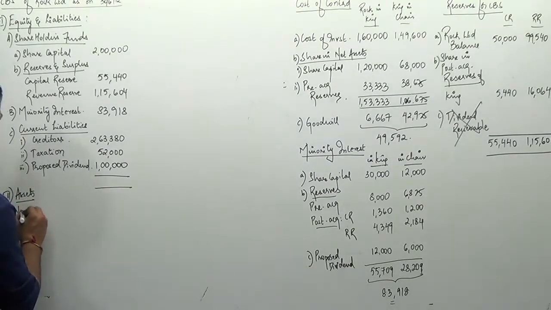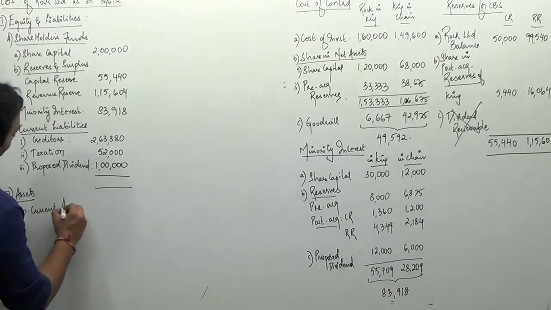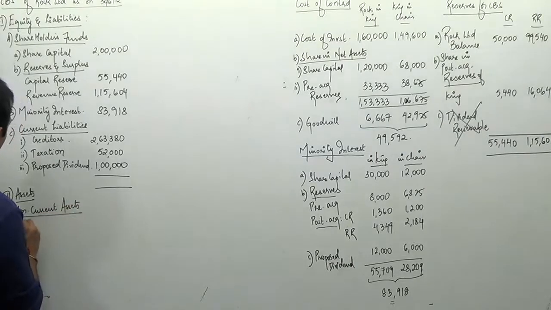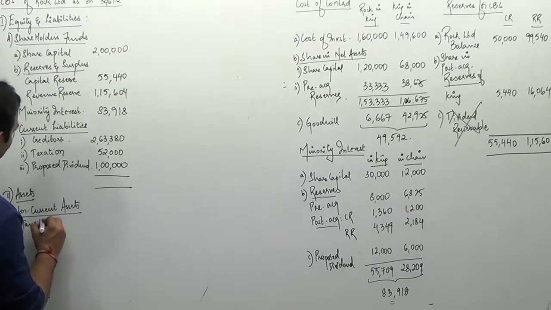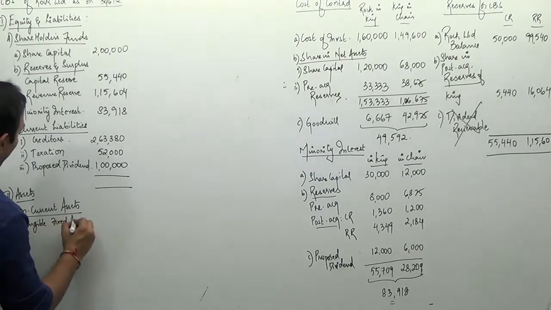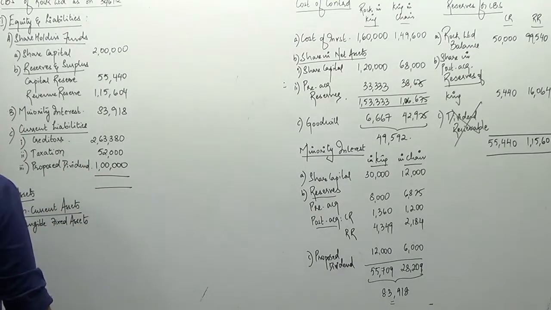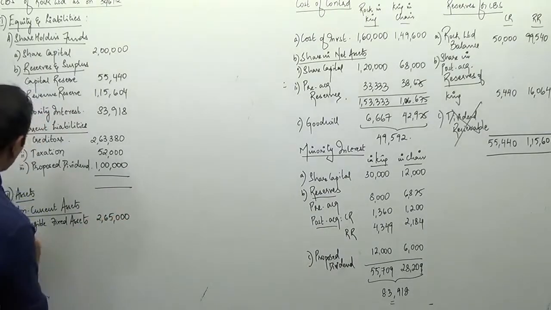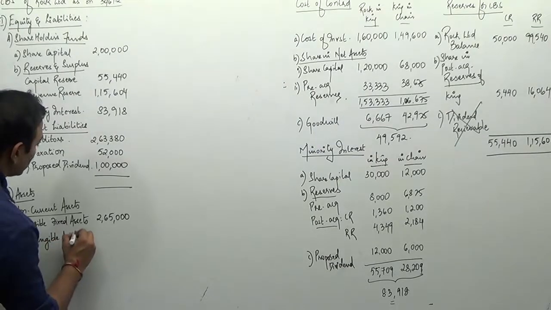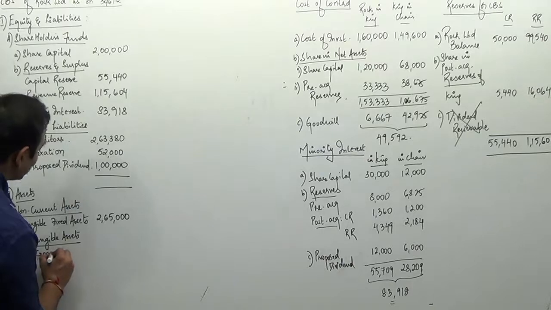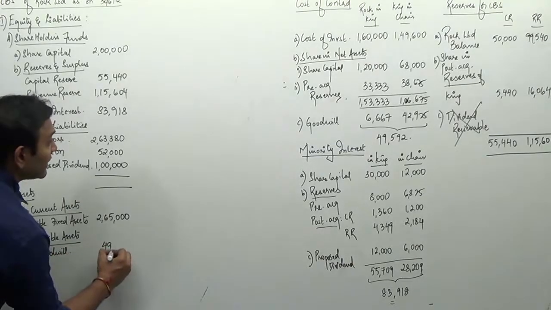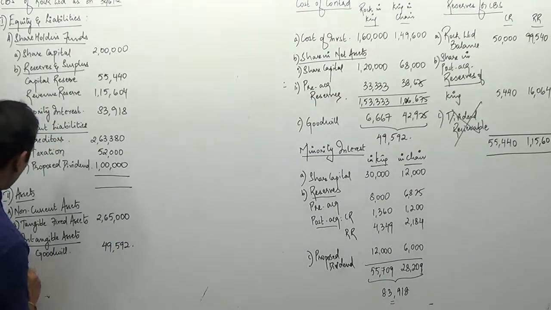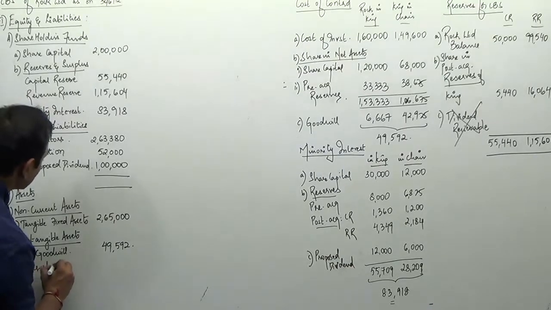Assets, non-current assets, tangible fixed assets. Check the tangible fixed assets, guys. Tangible fixed assets, yep, 1,35,000 plus 60 plus 70 is 2,65,000. Intangible assets, I have a goodwill. You have just identified goodwill in your cost of control, 49,592. Other non-current assets I have here, investments.